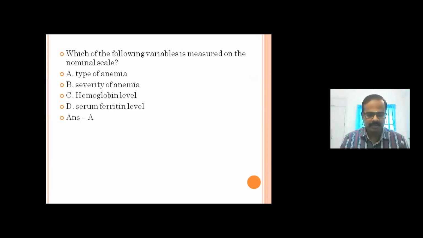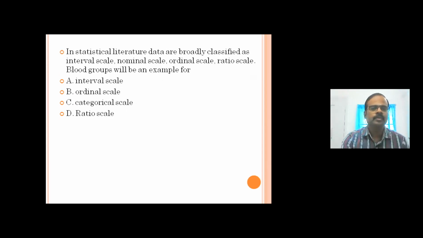That's why we call it categorical data. The other name for nominal scale is categorical data. Yes, sir. Next question, please. Kavya: In statistical literature, data are broadly classified as interval scale, nominal scale, ordinal scale, ratio scale. Blood groups will be an example for categorical scale, sir.